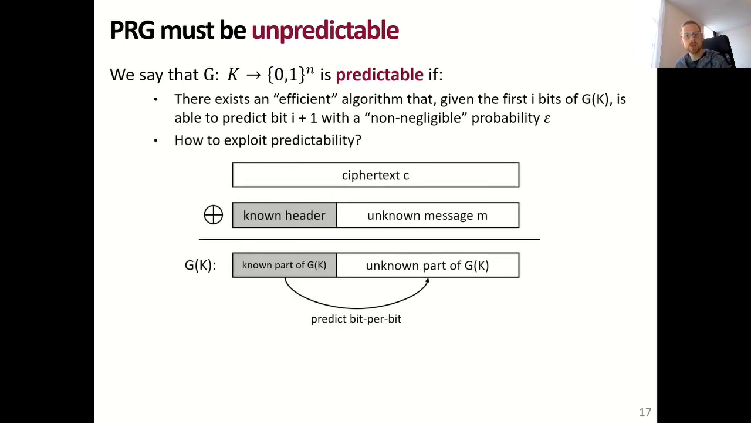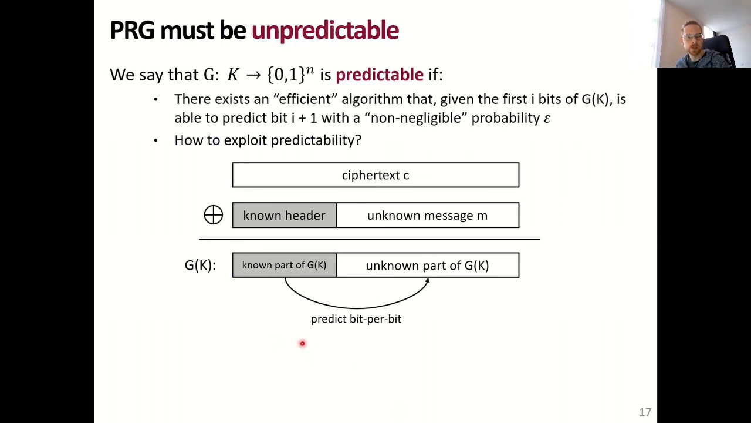So what does this mean, and how can we exploit this? It basically means that if we can obtain some parts of this key stream G(K), we are able to predict the next bit. And obviously, if we can predict the next bit, then based on that, we can also predict the bit after that, and so on. How can this be exploited?